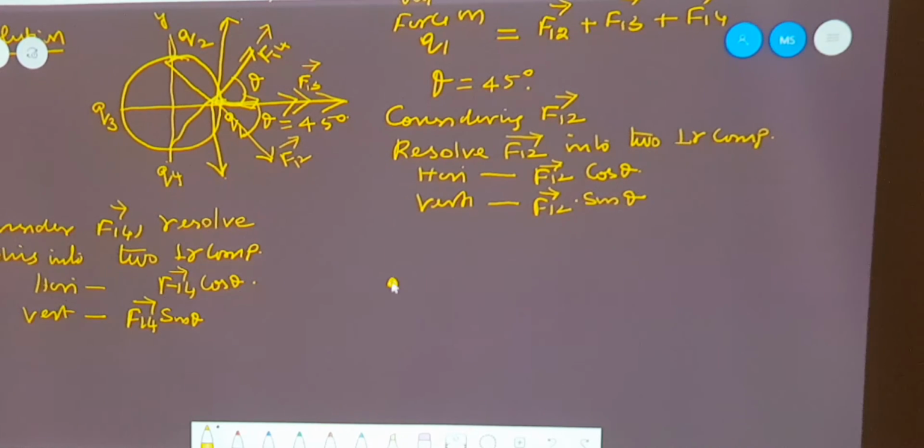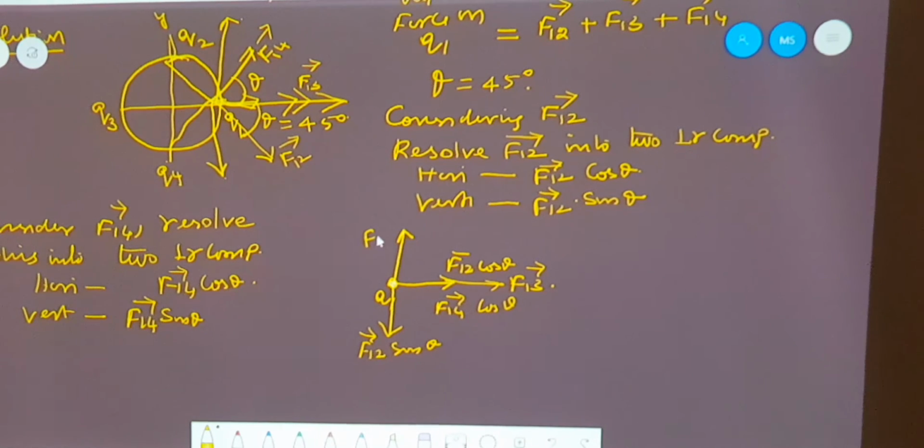See, this is the charge Q1. On this, along the horizontal direction, I have F12 cos theta, F14 cos theta, and also along the same direction, I have the F13 vector. Along the vertical direction, in the downward direction, you have F12 vector sin theta, and along the vertical upward direction I can write F14 sin theta.